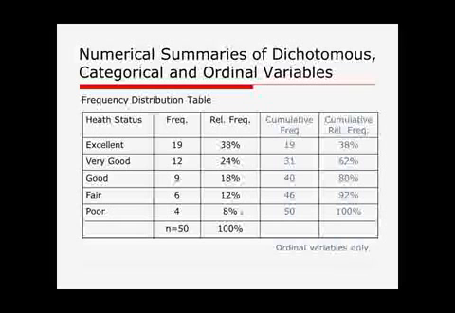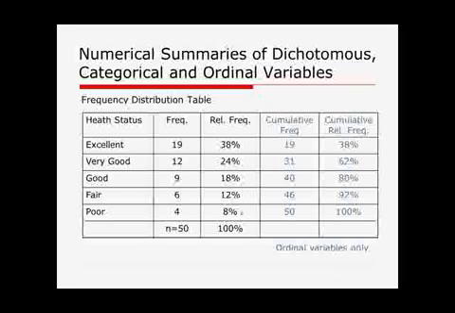Lots of times people are more comfortable with percentages, and so we multiply that by 100 and get to 38%. So the relative frequencies are probably the best numerical summary for both categorical and ordinal variables, and they would sum to 100% if you put them in terms of percentages. If you left them as proportions, they'd sum to 1.